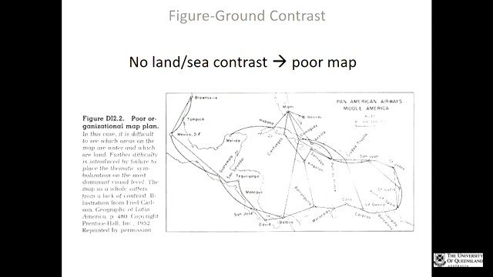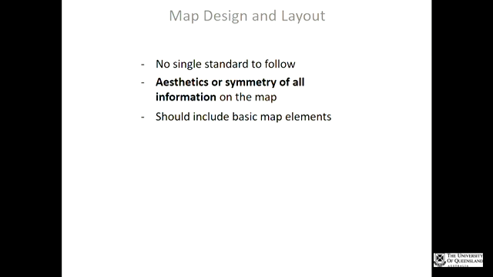So when you're developing a map, try to make sure you have a contrast between the background and the foreground, or the data of interest. Really important. This is not a great map. So there are some principles to think about in terms of how you develop a map.